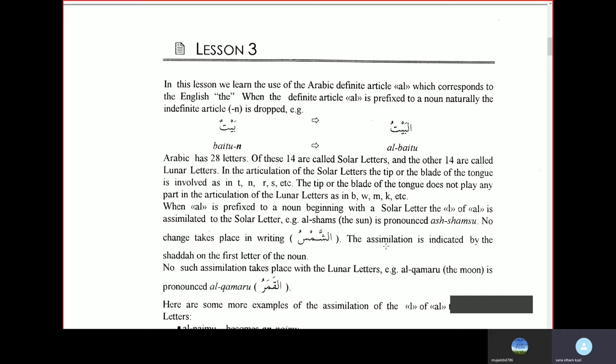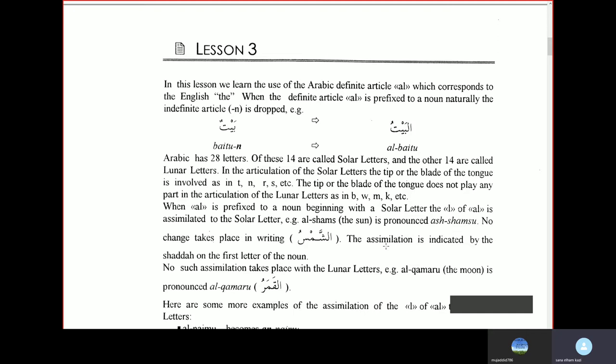When al is prefixed to a noun beginning with a solar letter, the lam of al is assimilated to the solar letter. Example, ash-shams. Al-shams, when it is pronounced, becomes ash-shamsu. No change takes place in the writing, so in writing it is al-shamsu. The assimilation is indicated by the shadda on the first letter of the noun.